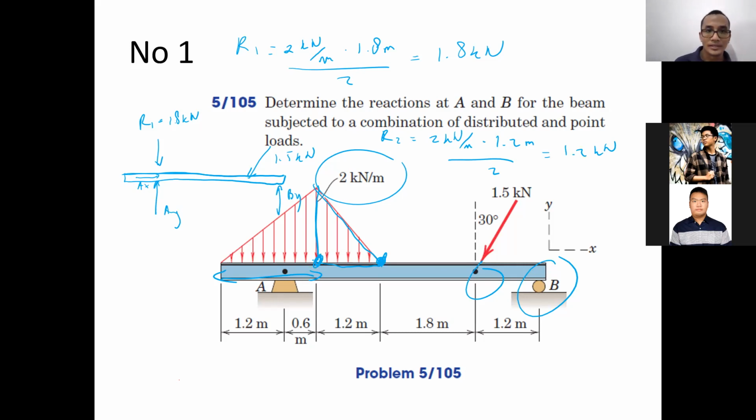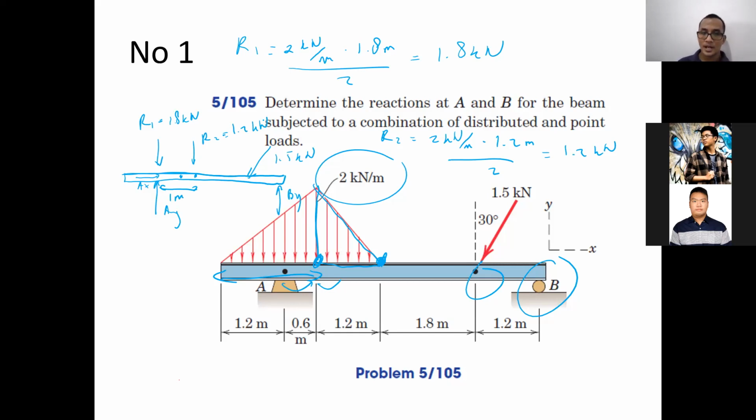If it's one third from the maximum, the maximum is 0.6 meter from A. So this one is the location of the maximum, and then we have to add one third from this. One third of 1.2 meters is 0.4 meters. So roughly here, and the distance here is 1 meter, 0.6 meter plus 0.4 meters. And this one is our R2 equal to 1.2 kilonewton. Okay, and this is our free body diagram.